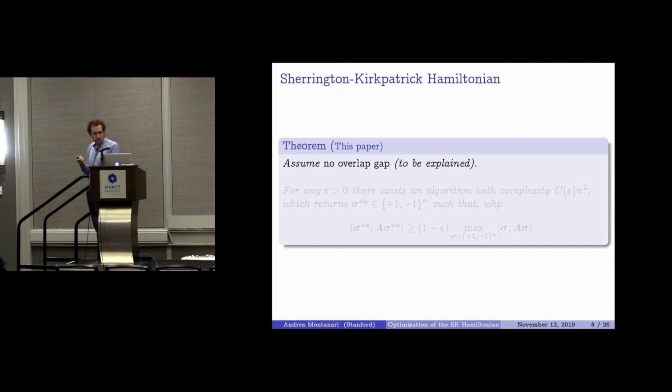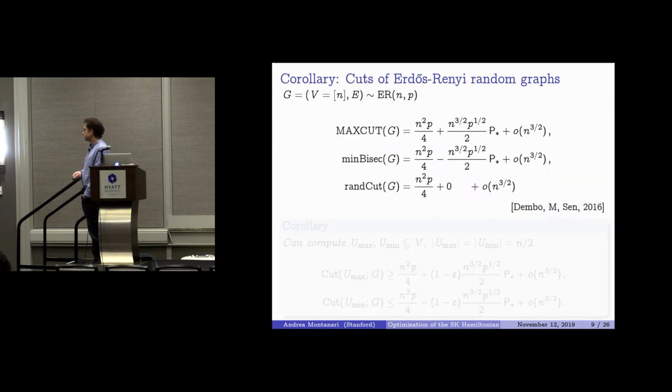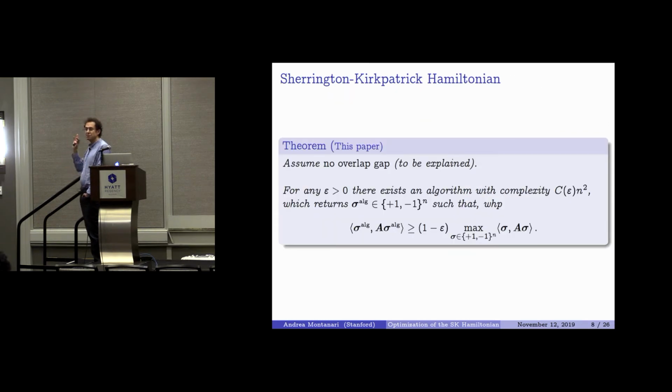Okay, so what is the theorem here? There is an assumption, no overlap gap. It's a technical assumption that I'll explain in 5 minutes. But under this assumption, for any epsilon, there exists an algorithm with complexity C n squared that outputs a solution, a feasible point, which is 1 minus epsilon of opt. Okay, does the theorem make sense?